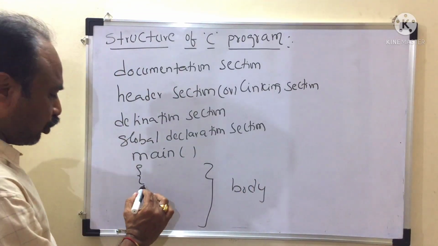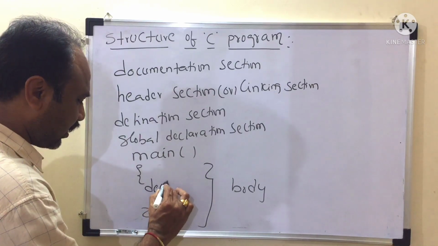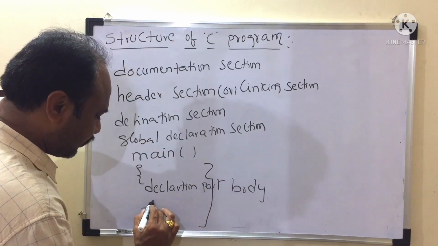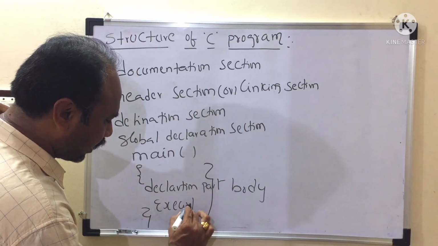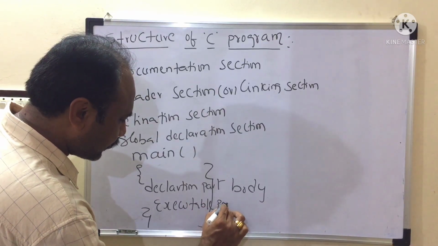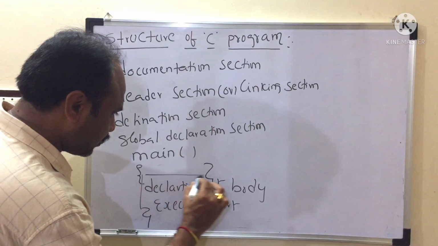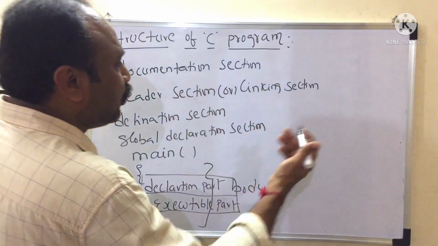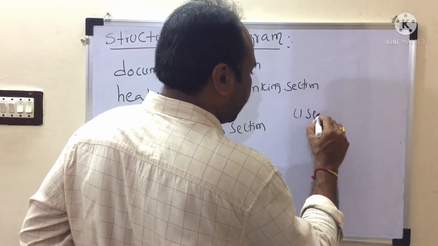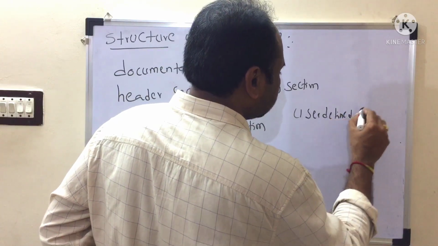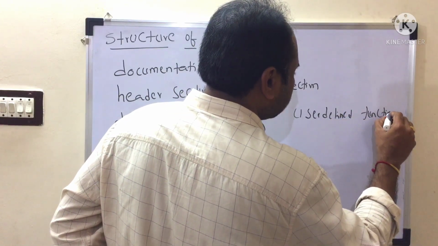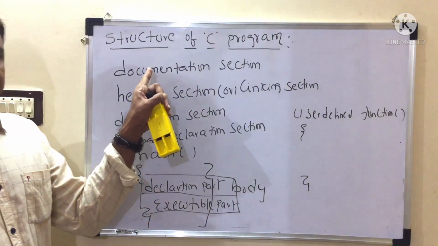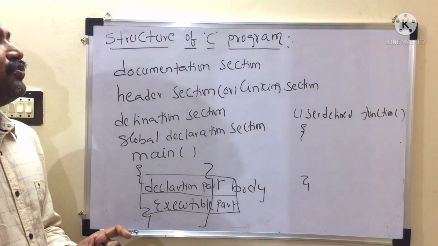The body part is divided into two parts. The first one is the declaration part, and the second one is the executable part. If you are going to use any user defined functions, we have to define them here. All these sections are combinedly called the structure of a C program.